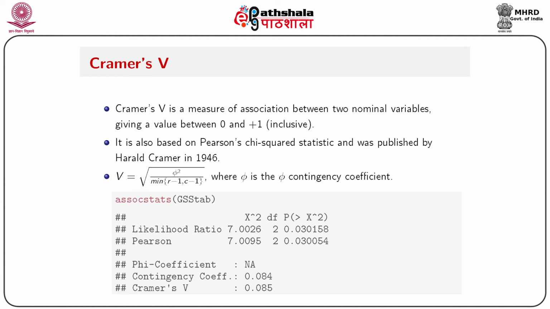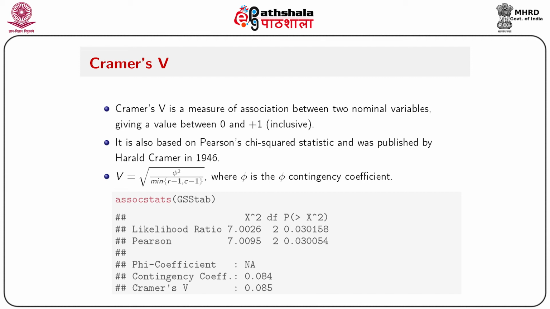Another very important measure of association is Cramer's V. Cramer's V is a measure of association between two nominal variables, giving a value between 0 and +1. It is also based on the Pearsonian chi-square statistic and was published by Harald Cramer in 1946. The formula is V equals the square root of phi squared, where phi is the phi contingency coefficient, divided by the minimum of r minus 1 and c minus 1.